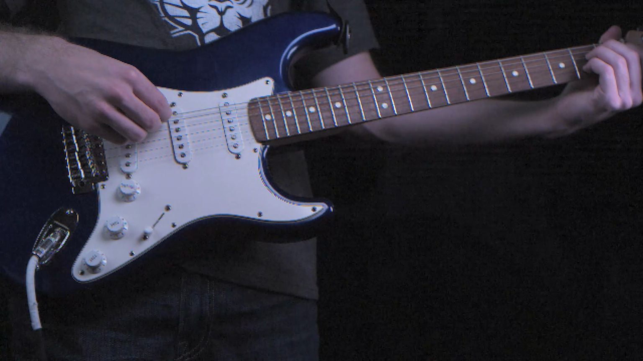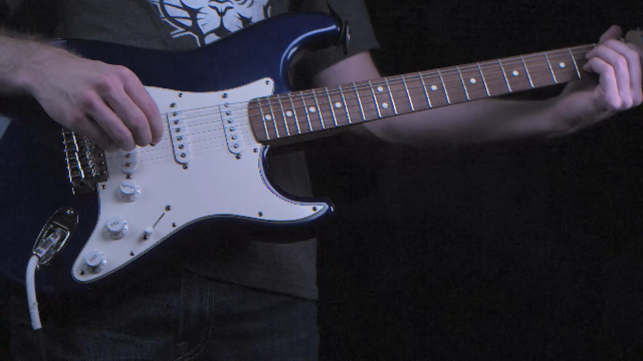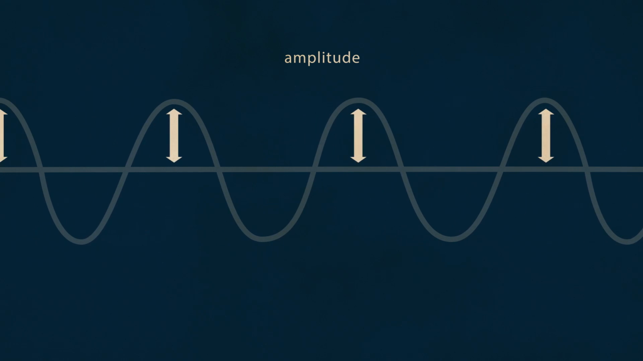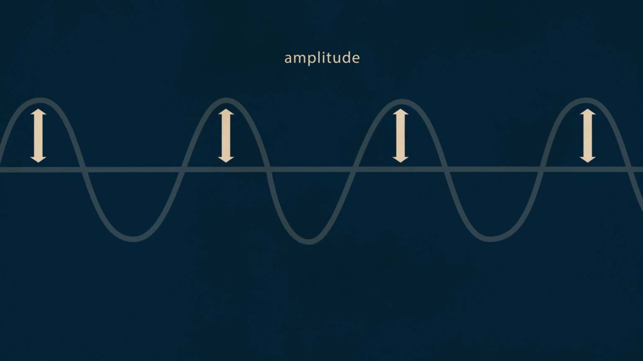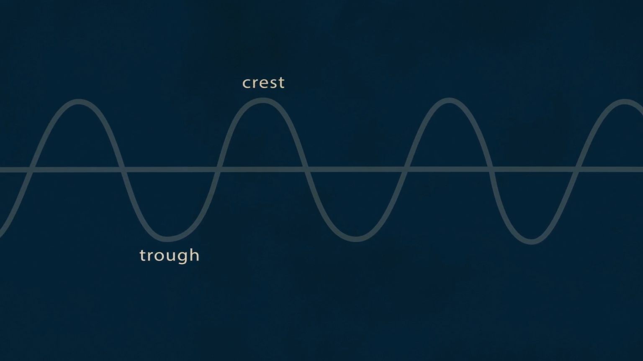Let's slow the wave down so we can get a better look. When I first pick the string, you can see the wave spreads outward from the pick in both directions. We call this propagation. The wave's amplitude is the distance between the string's equilibrium position and the points of maximum disturbance. These high and low points are called crests and troughs.